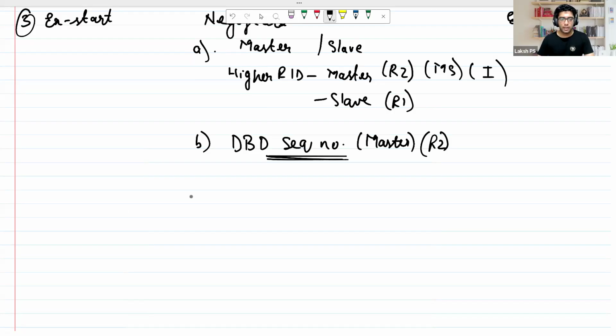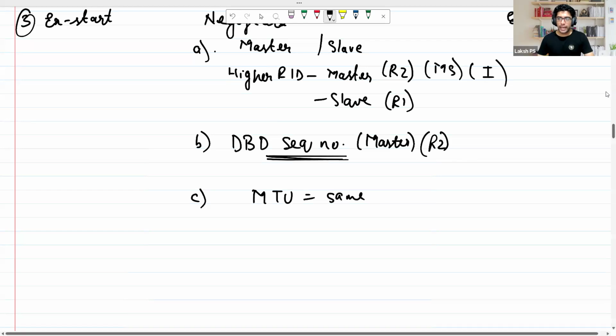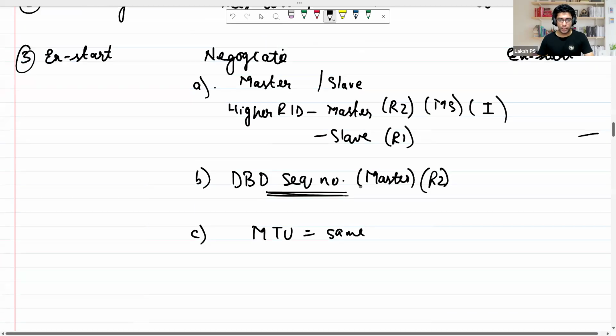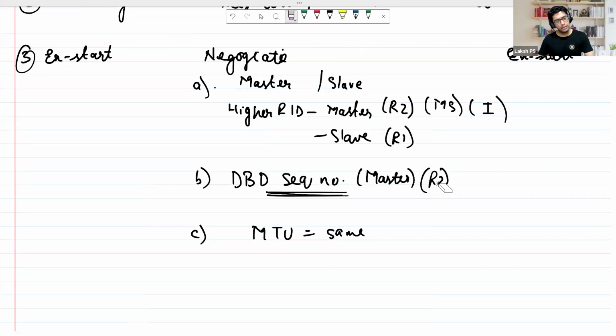Then the last factor that is negotiated is MTU, maximum transmission unit. Obviously, the MTUs on both the routers should be the same. Very simple. If any of these parameters do not match, okay, mostly in an interview they would ask, if a router is stuck in an ExStart state, what does it mean? Very simple answer: the two routers have a different MTU.